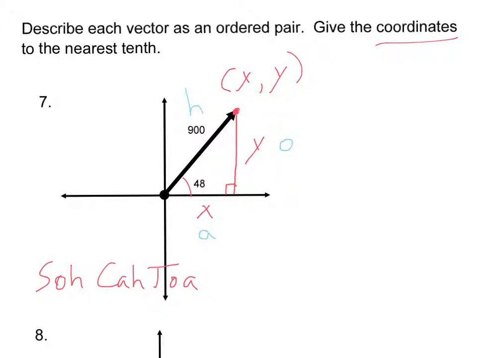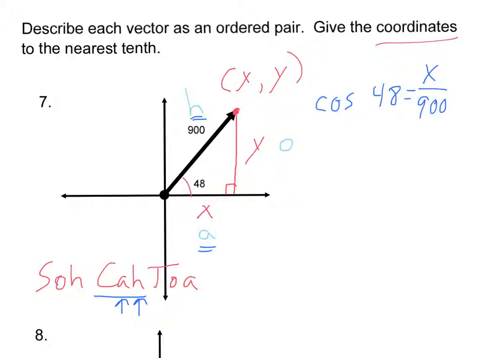Which one? If I'm finding x, I need to use my adjacent and my hypotenuse. Obviously, I wouldn't be using the opposite side because that would be another variable to throw in there. So, which one uses a and h? That would be the cosine ratio. So the cosine of my angle, which is 48 degrees, is equal to adjacent over hypotenuse. Again, adjacent was x, hypotenuse was 900.